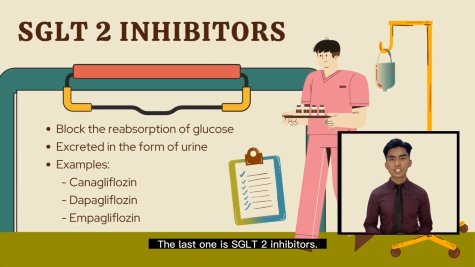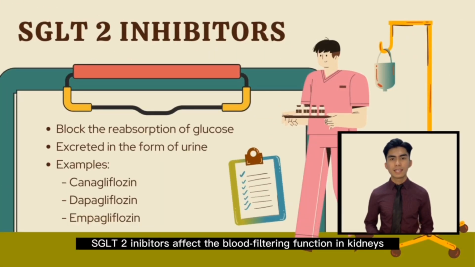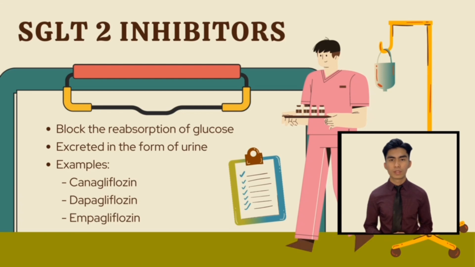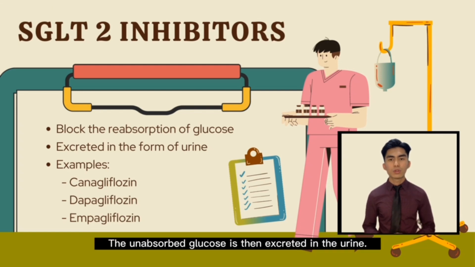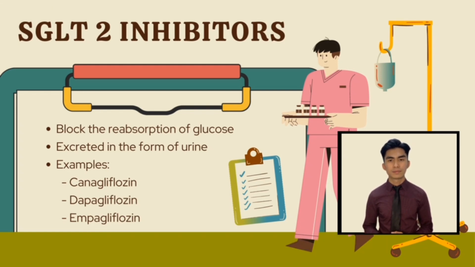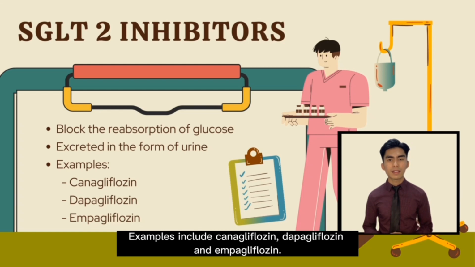The last one is SGLT2 inhibitors. SGLT2 inhibitors affect the blood filtering function in kidneys by blocking the reabsorption of glucose into the bloodstream, thereby producing a reduction in blood glucose without stimulating insulin release. The unabsorbed glucose is then excreted in the urine. Examples include canagliflozin, dapagliflozin, and empagliflozin.